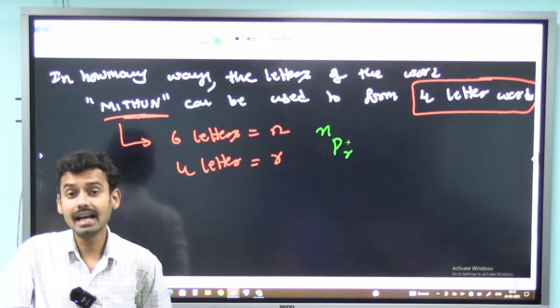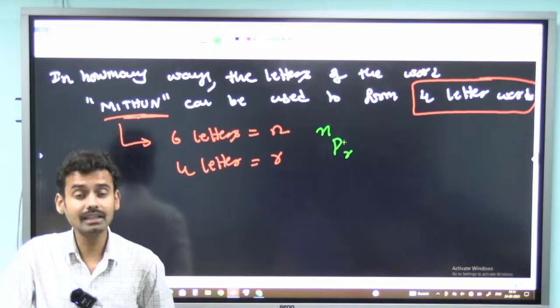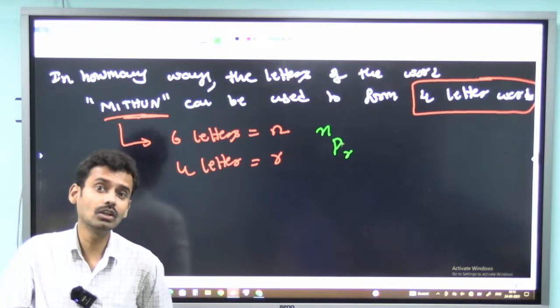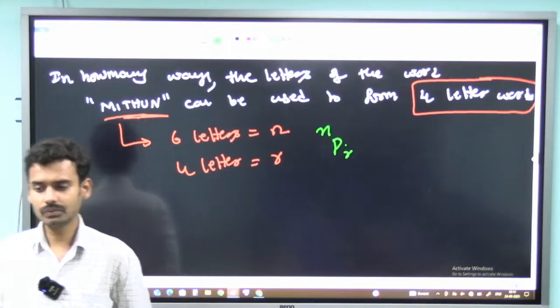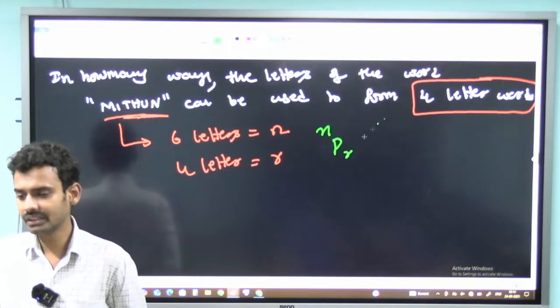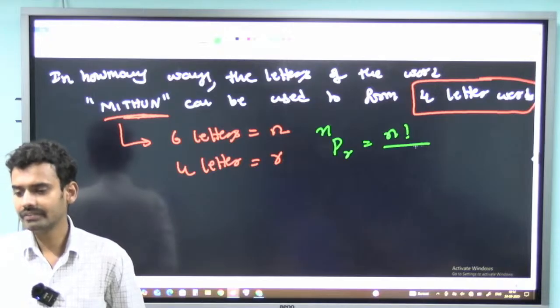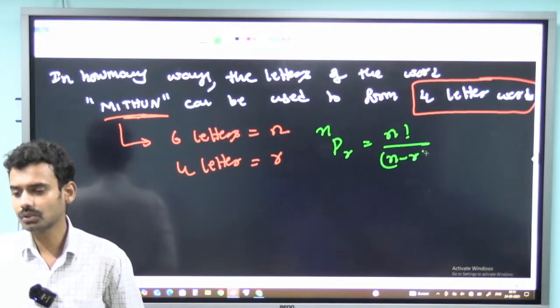Because here it is an arrangement. I am arranging the letters again. But the problem here is I am not arranging all the 6 letters. I am arranging only 4 letters. That is the difference between the previous question and this question. So nPr is equal to n factorial divided by (n minus r) factorial.